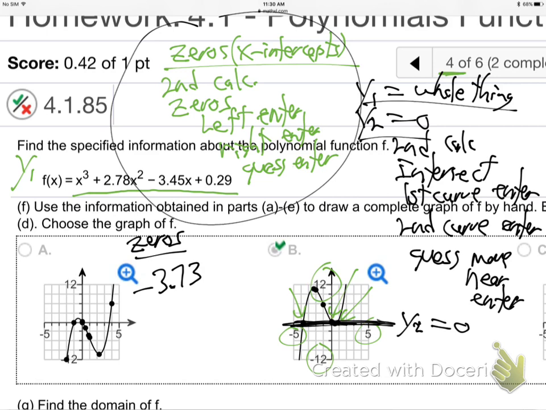Oh, is it 3 places? Sorry, what did I say? Sorry, I meant 3. It was just 2 places? Okay. Yeah, so my -3.73, that's this one over here. And then the other two? Ma'am, we got the other two? 0.09 and 0.86.